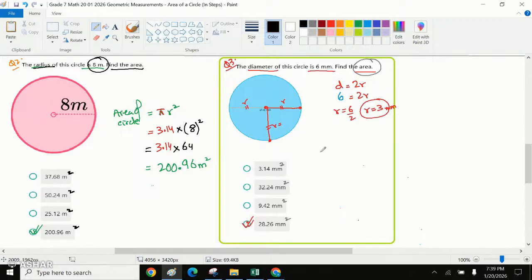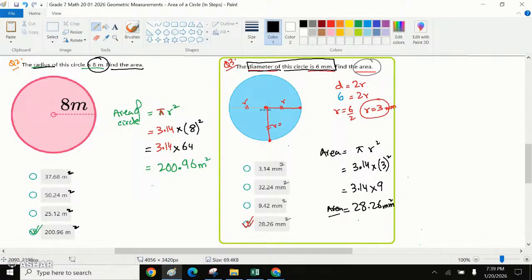We know that area is pi times r squared. Pi was 3.14 multiplied by 3 squared, because the radius was 3, because the diameter given was 6. So we know that the radius is always half of the diameter. So 3.14 multiplied by 9 comes out to be 28.26 units squared. Yes, option D was the correct answer. Thank you. Let's try another question.